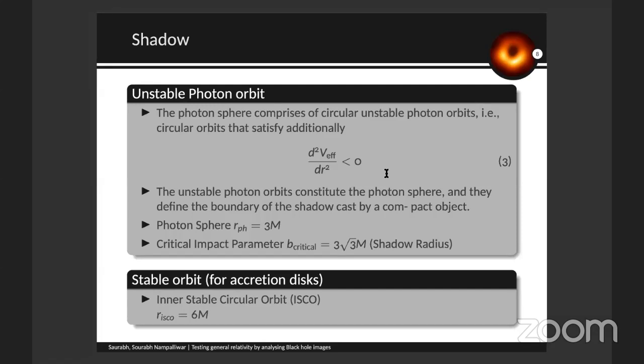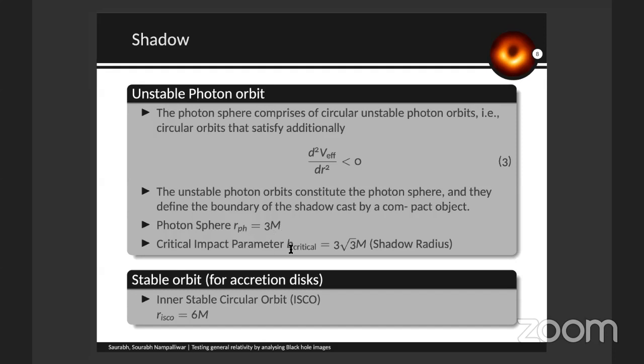In case of a Schwarzschild black hole, that boundary, called the photon sphere, has a radius of 3M. Here I've taken G and c equal to 1 in normalized coordinates. Otherwise, this is in units of distance, so 3GM by c squared, and G and c are actually behind the scenes.